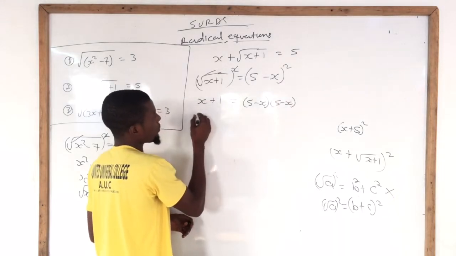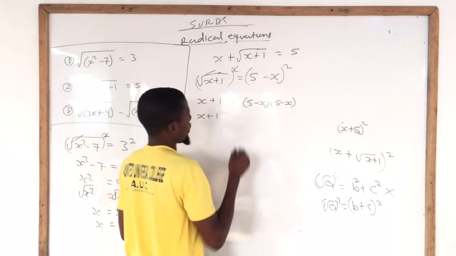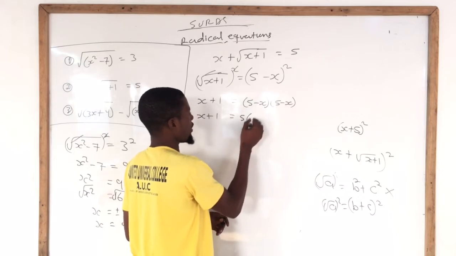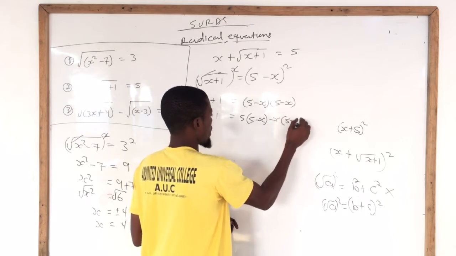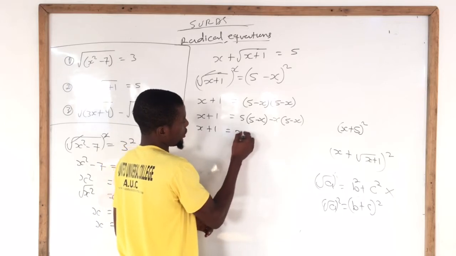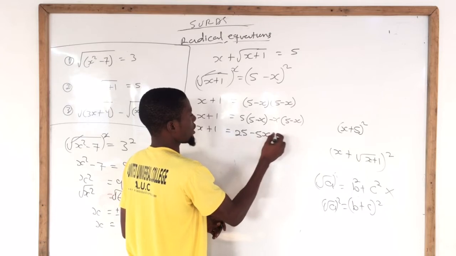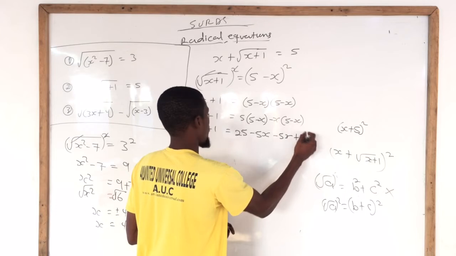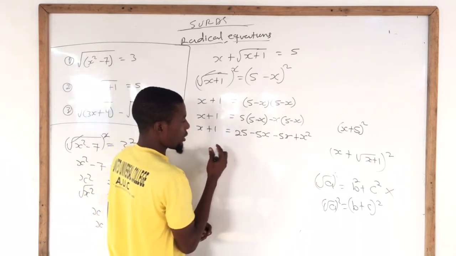Going into this, multiplying this is the same as 5 into bracket 5 minus x, and then minus x into bracket 5 minus x. So this is x plus 1. This one is going to be 25, and this one is going to be 5x. This one is going to be minus 5x, and this one is going to be plus x squared. Right? So at the end, let me group like terms.